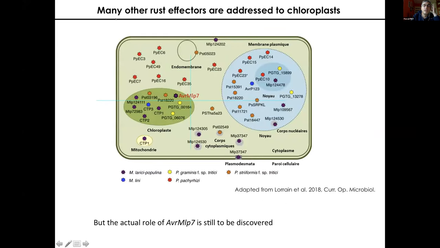Okay, and to finish, I would just mention that many other rust effectors are also addressed to the chloroplast. So here you have a scheme of a plant cell with many effectors that have been characterized in Melampsora larici-populina, but also in flax rust, in wheat stem rust, in wheat stripe rust, and in the soybean rust. And so all the effectors were placed in different organelles, in the nucleus or in the chloroplast. And there are other rust effectors that are addressed to the chloroplast. But the actual role of AvrMlp7 is still to be discovered.